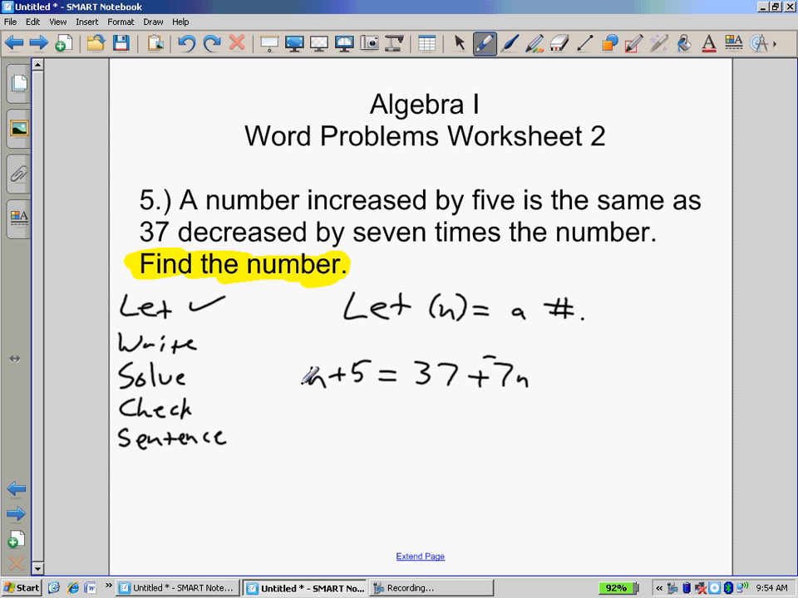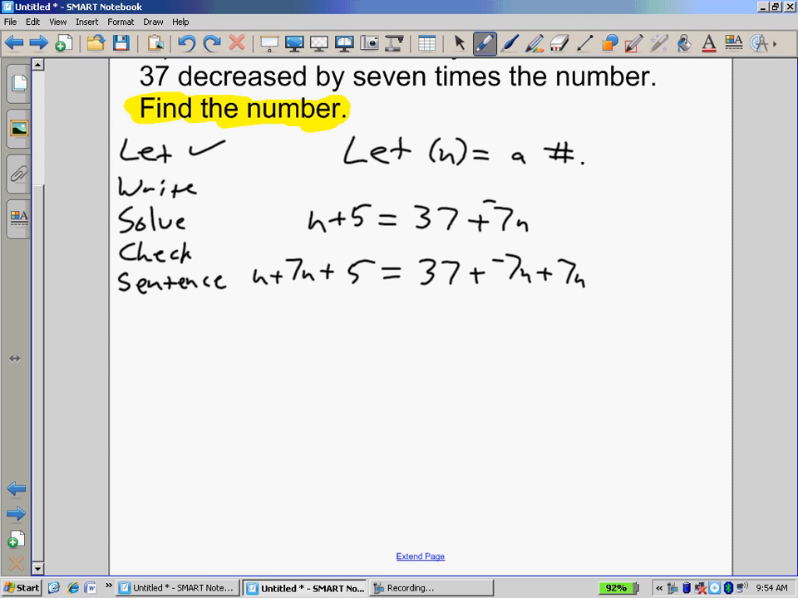Negative 7n, n, doesn't matter which one we get rid of. I'm going to get rid of the negative 7n. So since it's adding, we're going to use the additive inverse property. The inverse of negative 7n is positive 7n. I'm trying to get a 0 there and use that additive identity property. N plus 7n, remember you could put a 1 there if you'd like. That'd be 8n plus 5. Negative 7n plus 7n is going to be 0.